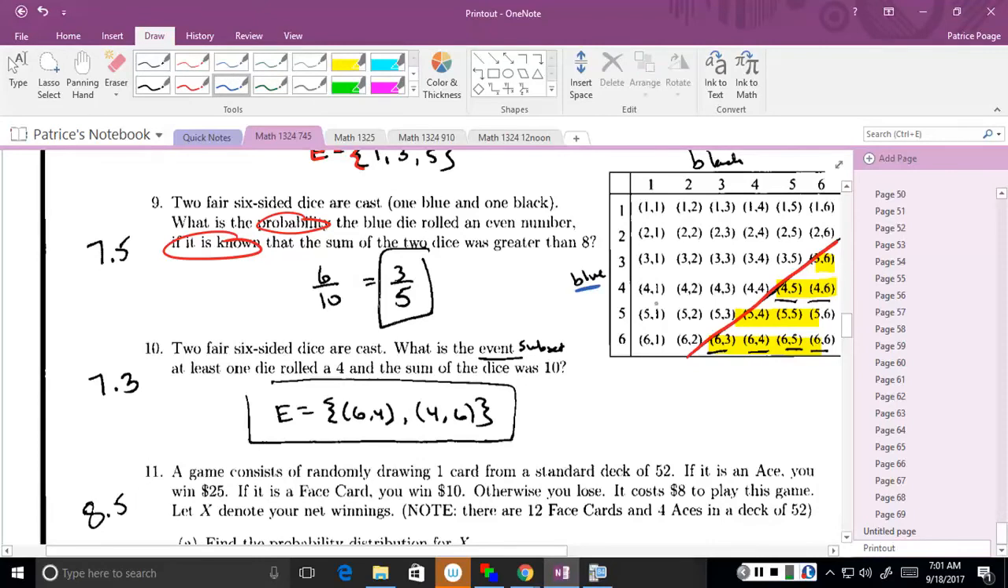So here's my blue die. So that happens 1, 2, 3, 4, 5, 6 times out of 10, which reduces to 3/5.